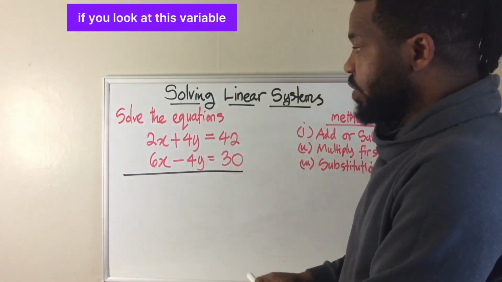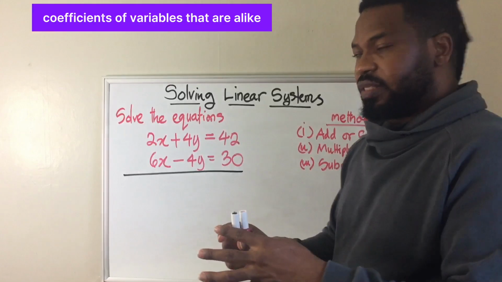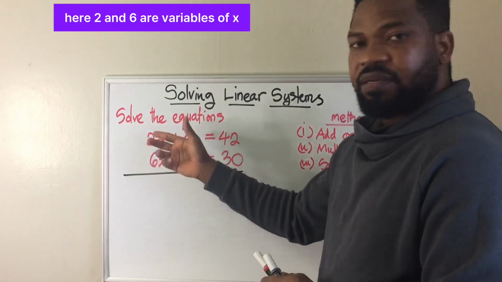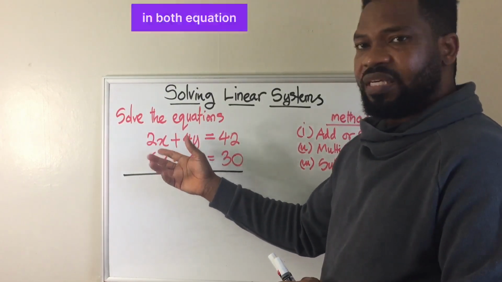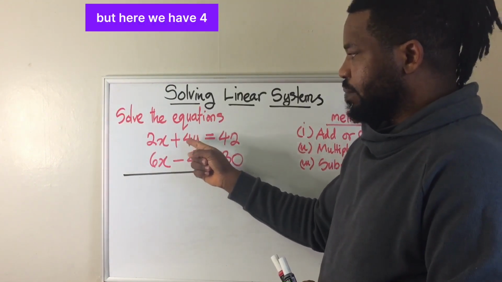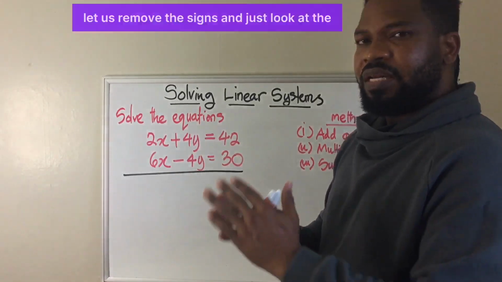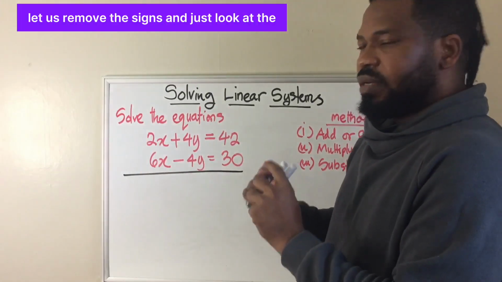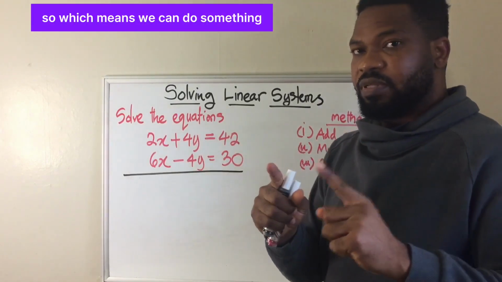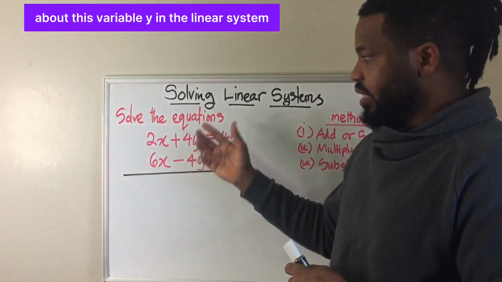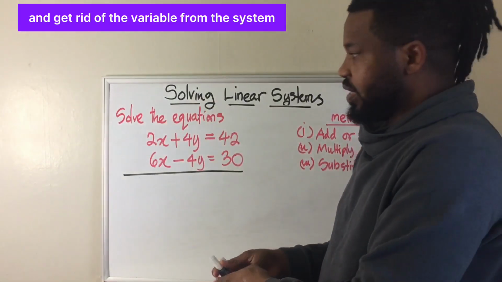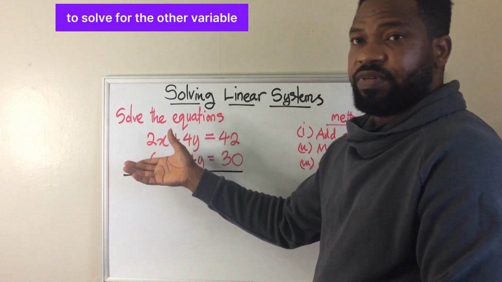If you look at this very well, we're going to look at coefficients of variables that are alike. Here, 2 and 6 are coefficients of x in both equations, but they are not alike. But here we have positive 4 and negative 4. Let us remove the signs and just look at the magnitude, the quantity itself. We have 4 and 4 here, which means we can do something about this variable y in the linear system and get rid of it to solve for the other variable, which is x.